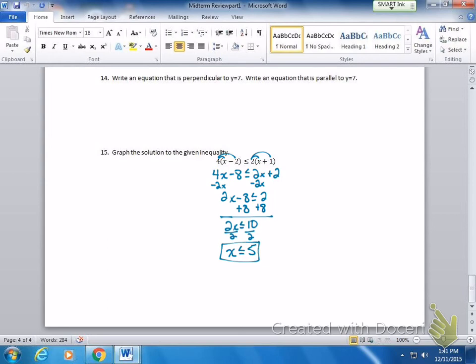Now it's great if you can do that, but it said to graph it. So I'm going to draw a number line. I'm going to put my positive 5 here. Now, if it was greater than or less than, it's an open point. If it's greater than or equal to and less than or equal to, it's a closed point. This is less than or equal to, so I'm going to draw my solid point, and I want all the x's that are less than 5, so I'm going to draw an arrow back to the left.